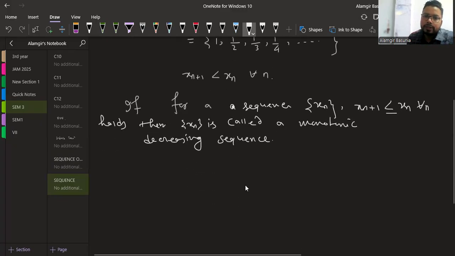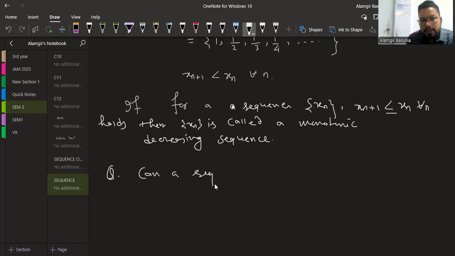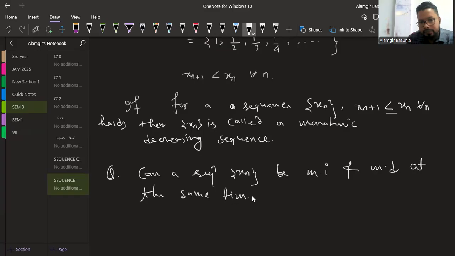Now there is a simple question. Can a sequence at the same time be monotonic increasing and monotonic decreasing? Just think about it. Can a sequence x_n be monotonic increasing and monotonic decreasing at the same time? Just think about it.